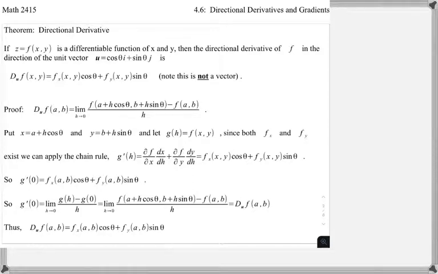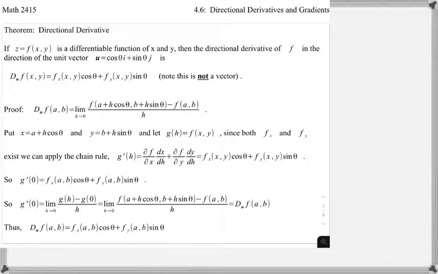So if it's positive, we can say that we're going up if we pick a certain direction, and if it's negative, we're going down. If it's 0, then we're going to be on a level surface, a flat surface. Okay, so the idea of the proof here is the directional derivative of f at a, b in the direction of u by definition is equal to the limit as h goes to 0 of f of a plus h cosine theta, b plus h sine theta, minus f of a, b, all over h.